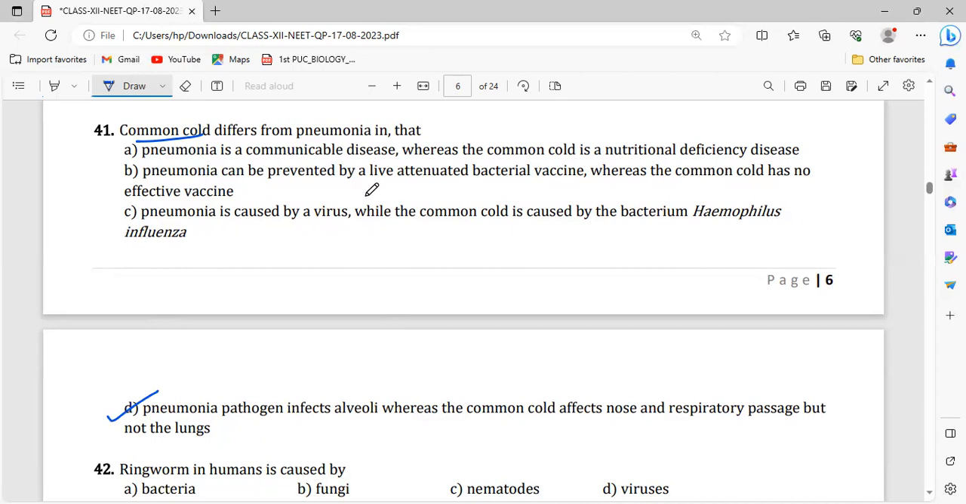So why are the other options wrong? Pneumonia is a communicable disease. Yes, it is correct. Whereas common cold is nutritional? Even this is a communicable disease. Pneumonia can be prevented by a live attenuated vaccine, whereas common cold has no effective vaccine. Here it's not live attenuated, it should be the dead, inactivated one, so this is also wrong. Pneumonia is caused actually by bacteria, not virus. Common cold is caused by bacterium? Common cold is actually caused by virus. So the answer will be D.